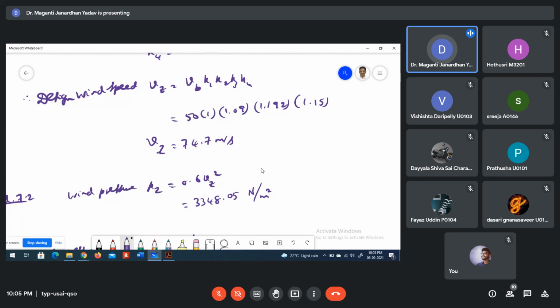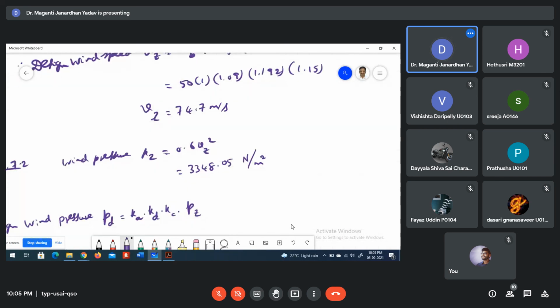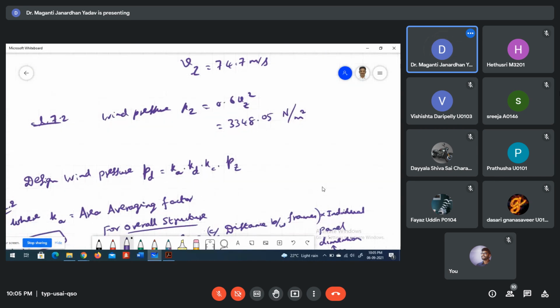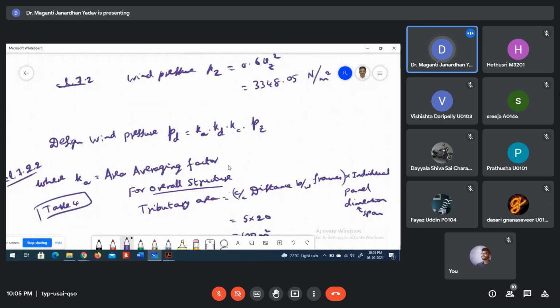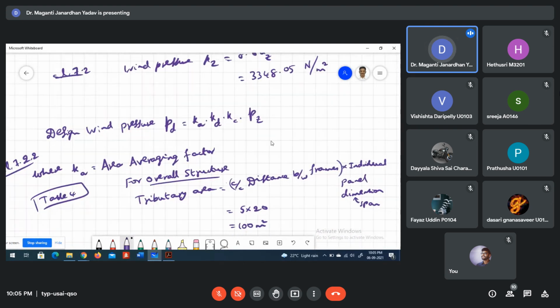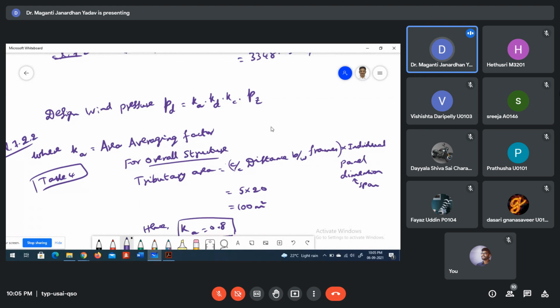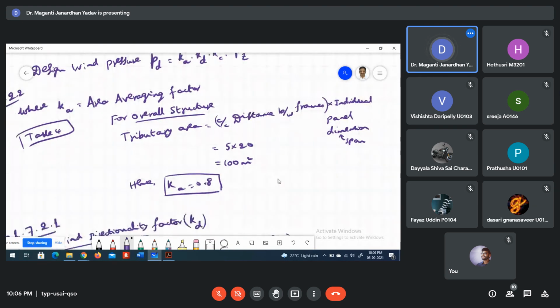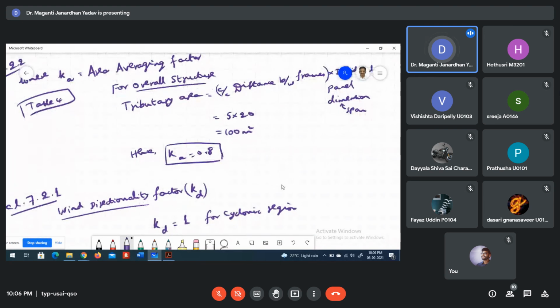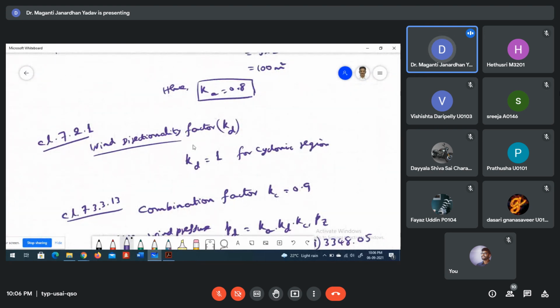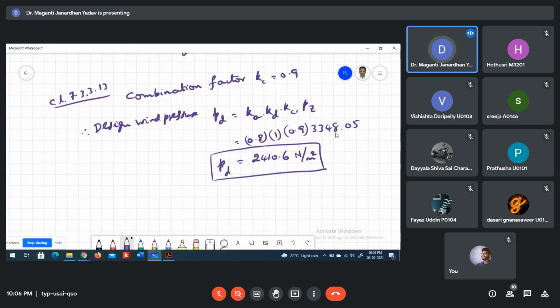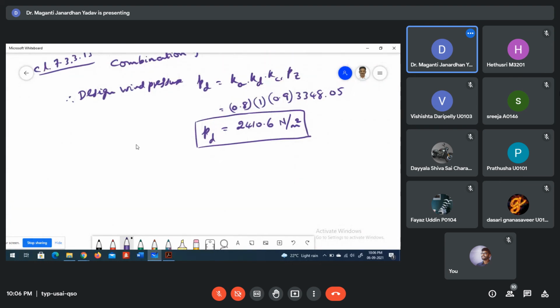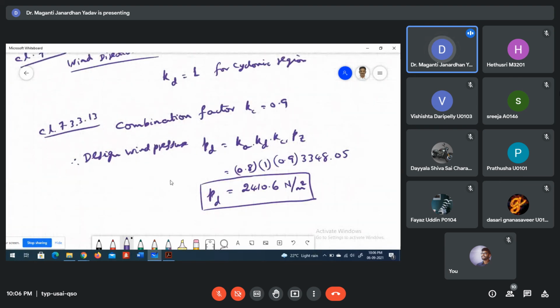And wind pressure Pz is equal to 0.6 Vz square. Then design wind pressure is equal to Ka, Kd, Kc, Pz. Then it is the area averaging factor, and for this the tributary area is the center to center distance between frames and the individual panel dimension. So 100 meters square. For that Ka is equal to 0.8. Wind directionality factor Kd is equal to 1. Just now I showed you this for cyclonic region. And combination factor Kc is equal to 0.9 from this clause. Therefore, design pressure is Ka, Kd, Kc into Pz.